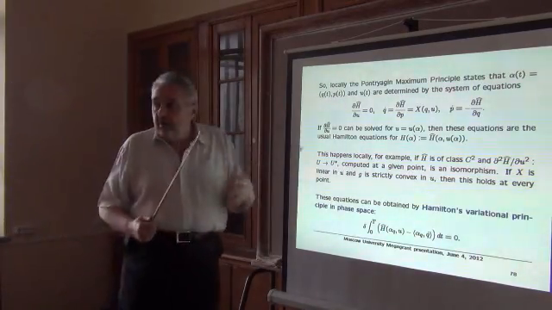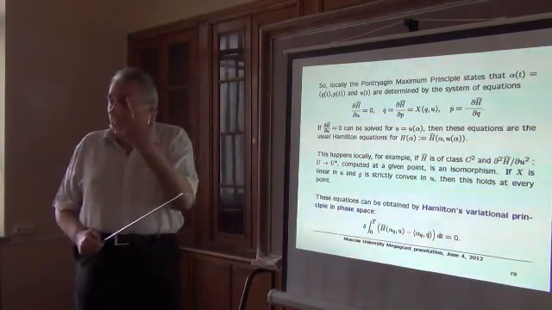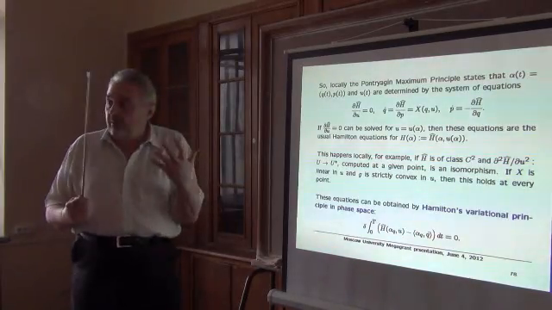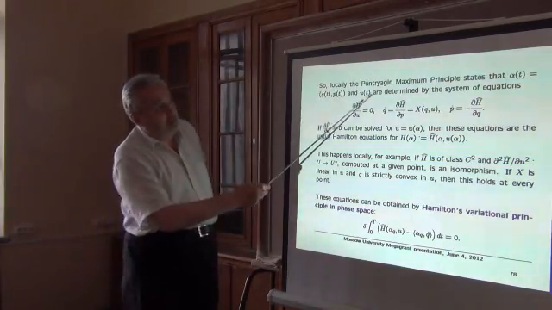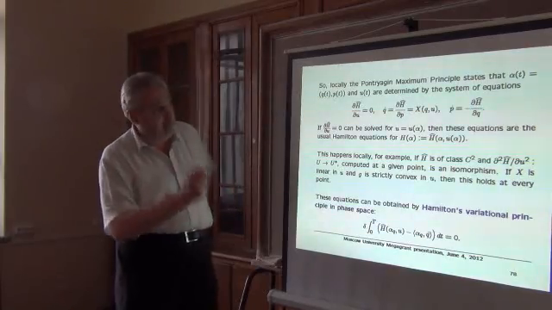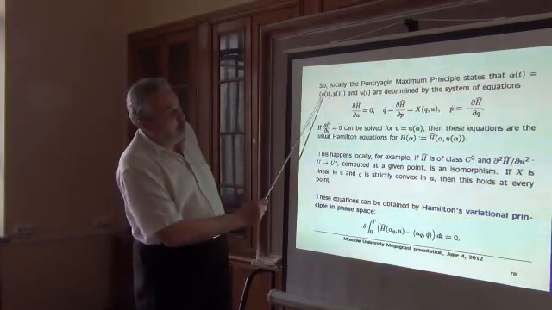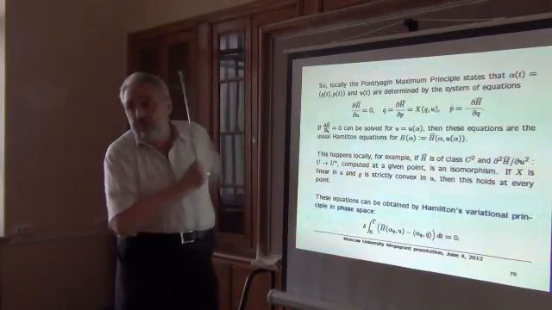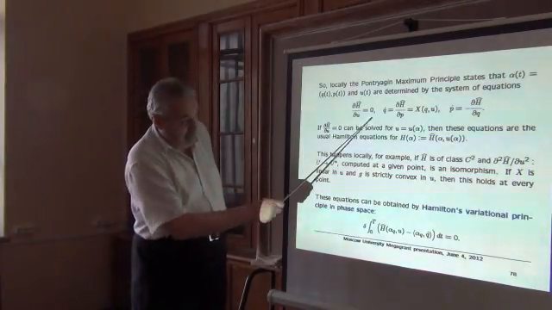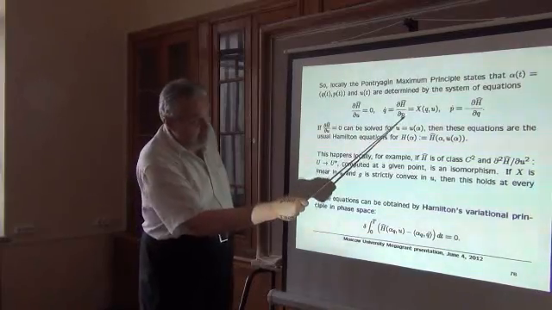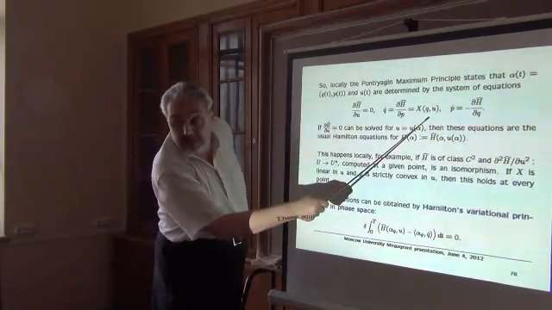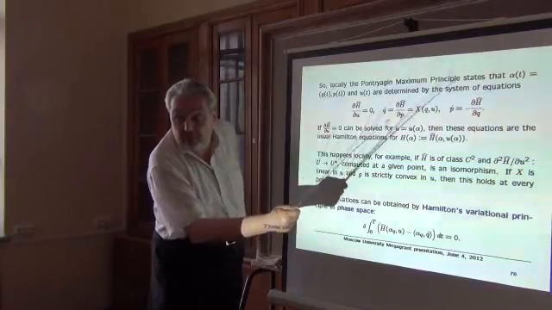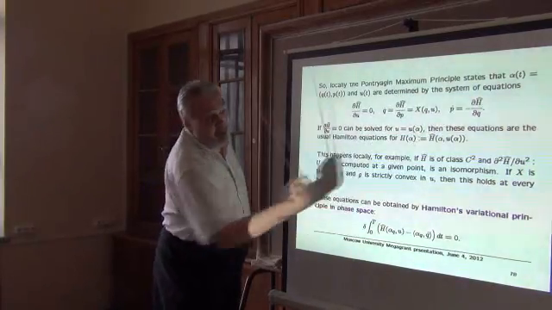But look, just to understand how powerful this is, I'm solving my problem. Locally, the Pontryagin maximum principle states what? It states that alpha(t), which is Q(t), P(t), and U(t) are determined by the following system of equations. Q dot is this, because it's the derivative of H with respect to P, and P dot is equal to this.